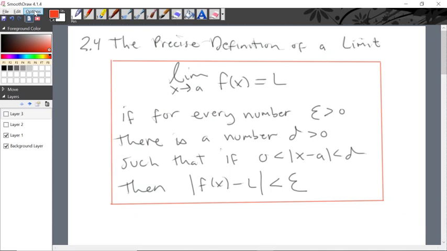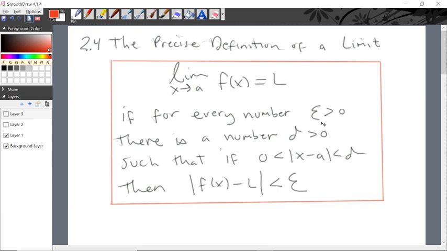And for section 2.4, we'll be looking at the precise definition of a limit, which will require us to construct some proofs called epsilon-delta proofs to demonstrate the closeness of a function to its limit L as the input variable x is sufficiently close to a. This is the look of the definition of a limit in the precise sense.